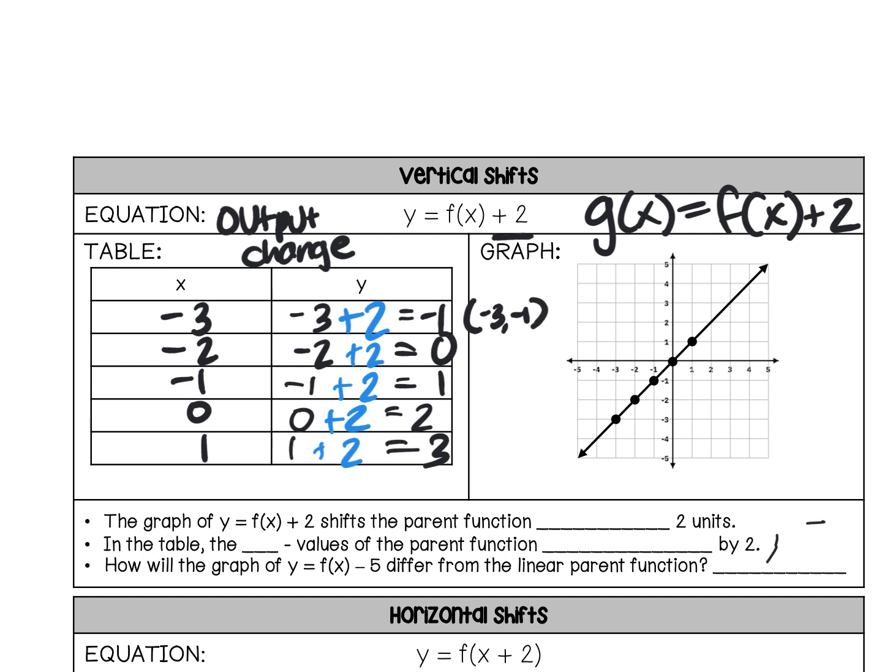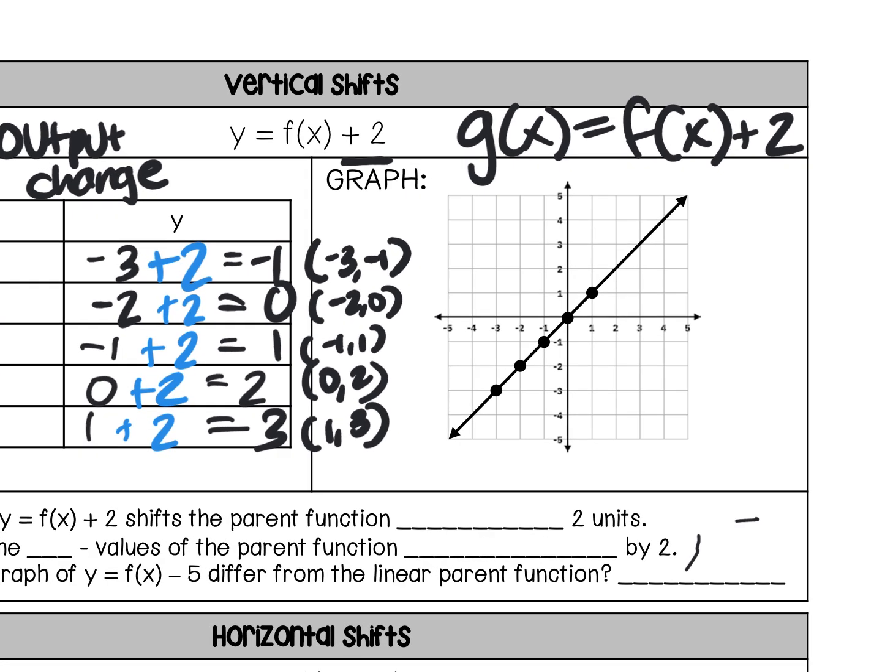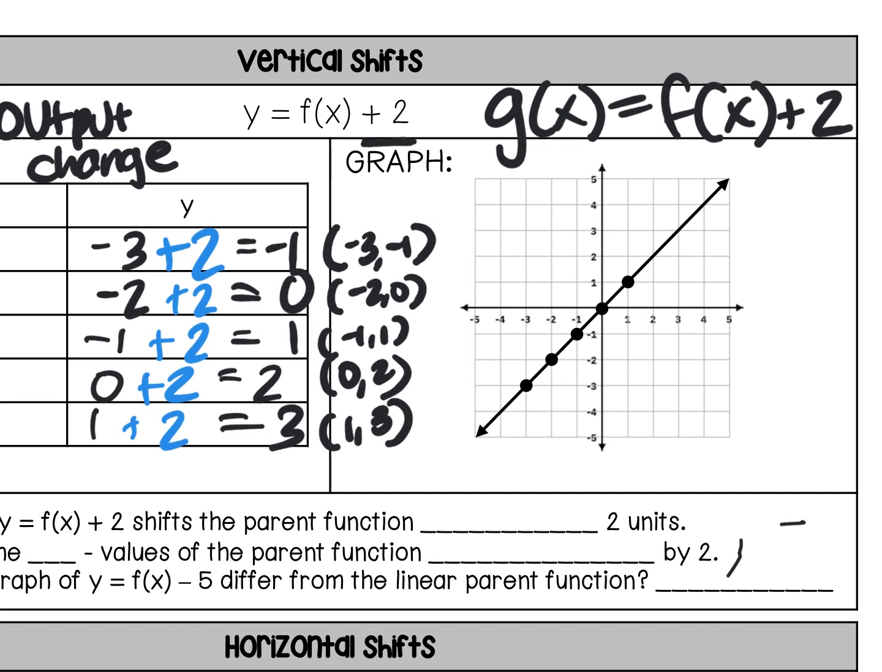-3, -1, -2, 0, -1, 1, 0, 2, and 1, 3. And we're going to plot that on the graph to see how the graph changes. -3, -1, we go to the left 3, down 1. -2, 0 is right on the x-axis. -1, 1, 0, 2, and 1, 3.